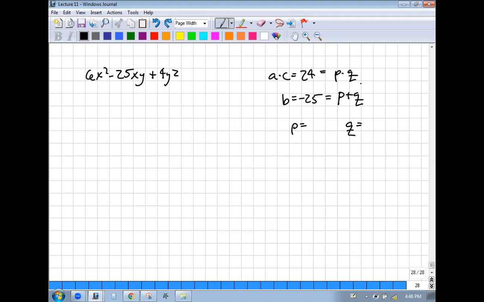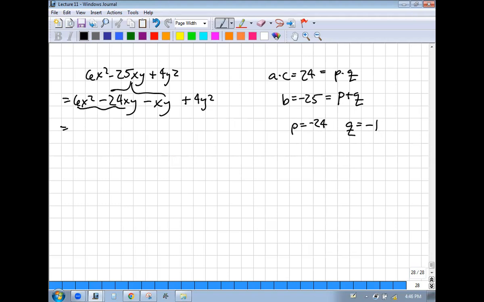Negative 24 and negative 1. They multiply to give me a positive 24, and they add to give me a negative 25. So that tells me how to break this middle term up. I'll write it as minus 24xy and then minus an xy. That's what those numbers are for.